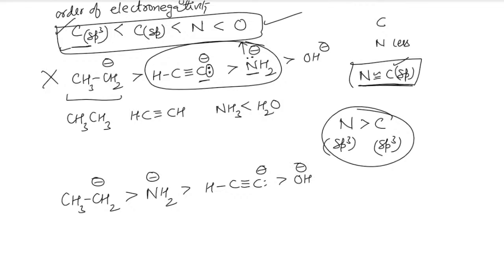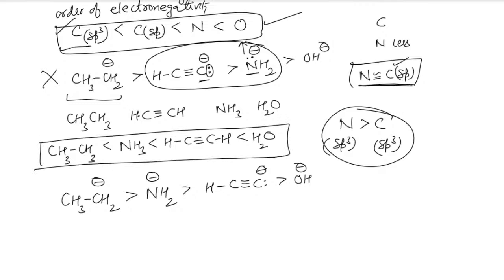Because if we compare these, obviously ethane is least acidic. Then there is ammonia, and then ethyne. Ethyne is more acidic than ammonia, which in turn is less acidic than water. So this is the order of acidic strength of conjugate acids. Okay, so obviously the order of basic strength is just reverse. We can compare in both ways, right? So that's all for the day.